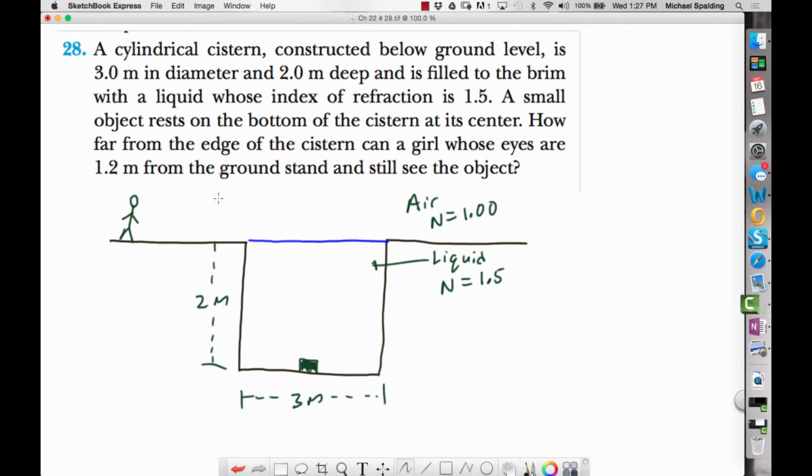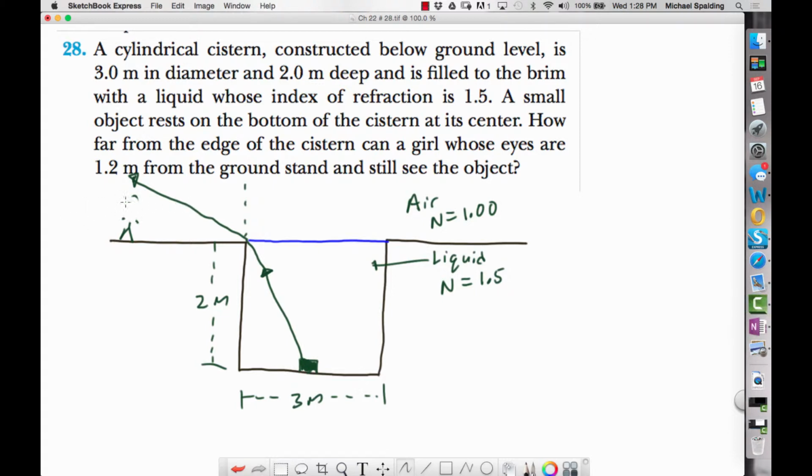Because look, the thing to realize for this problem, the source of the light rays in this situation is the object sitting at the bottom here. So this object is emitting light rays. Now let's look at this light ray that hits right at the edge of the barrel. What's this light ray going to do? It's going to refract towards her. Now, it's possible that that light ray is going to shoot over her head, in which case, what does the girl have to do? She's got to move closer, right?